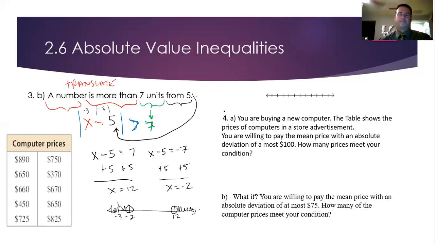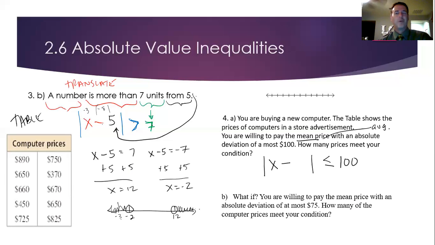Okay, last one. It says you're buying a computer. The table's over here. Let me identify it. It shows the prices of computers in a department store, and you're willing to pay the mean. If you don't know what the mean is, that is the same thing as the average, with an absolute deviation of no more than 100. Which means when you take this x and subtract it, it cannot be any more than 100.